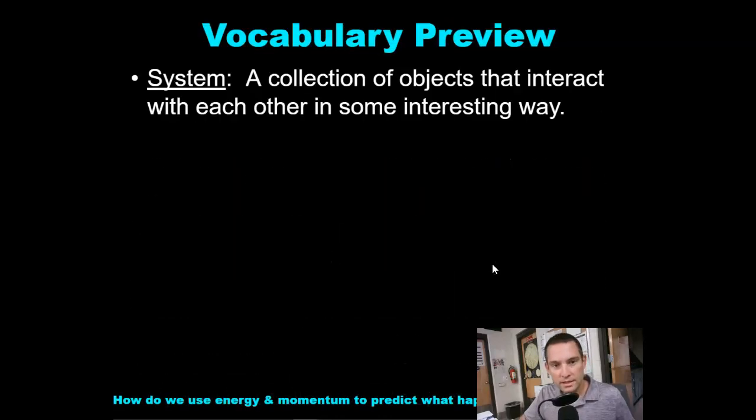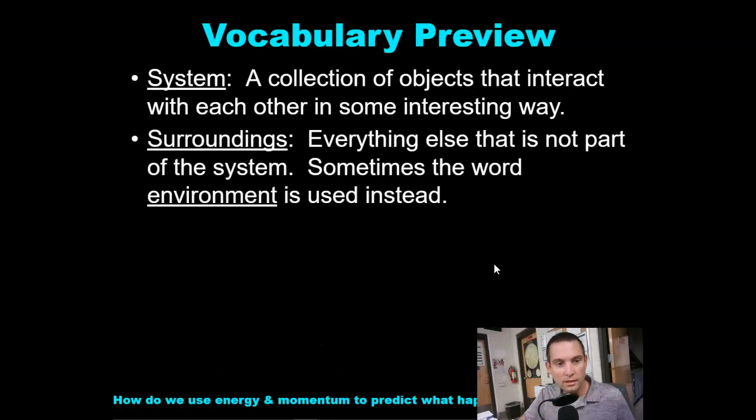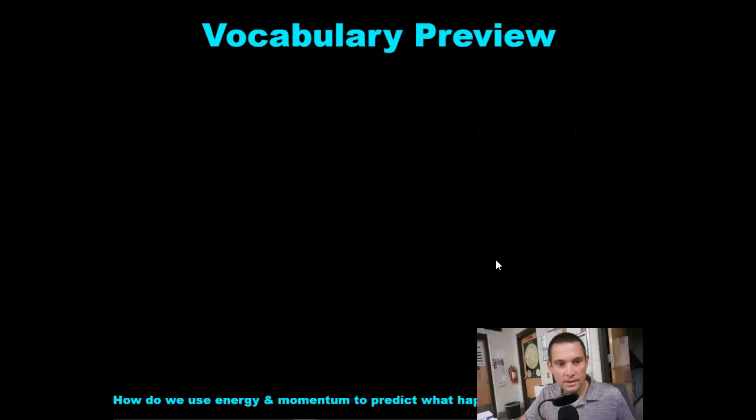Here we go. System: a collection of objects that interact with each other in some interesting way. Surroundings: everything else that is not part of the system. Sometimes the word surroundings is used, sometimes the word environment is used.